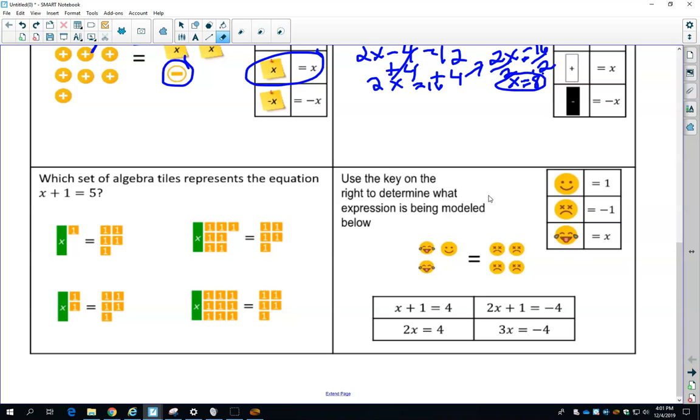So again, we read the model, and then we came up with the expression.